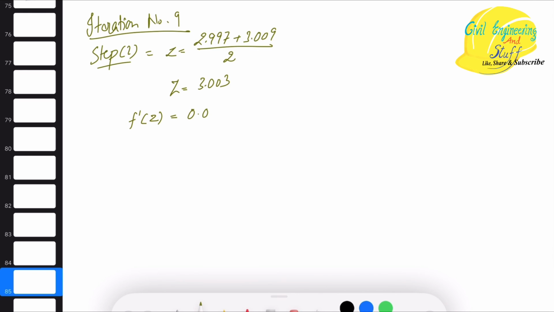So your f dash z value, if you put the values in equation number 1, will come out to 0.018. So we are going to do step number 3, and in this step number 3, first of all, we will see if our f dash z in mod, which is equal to 0.018, is less than 10 to the power minus 3 or not, right? And we can see it is not less than 10 to the power minus 3.